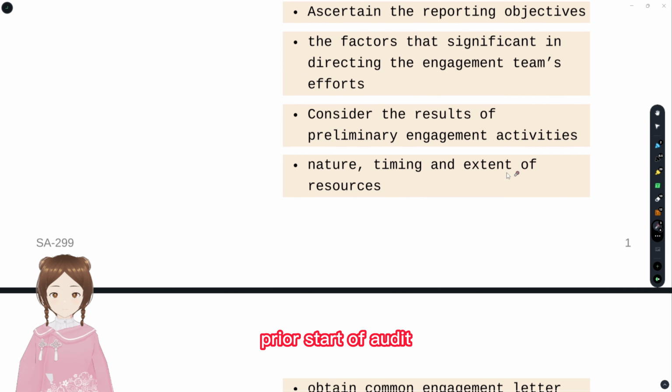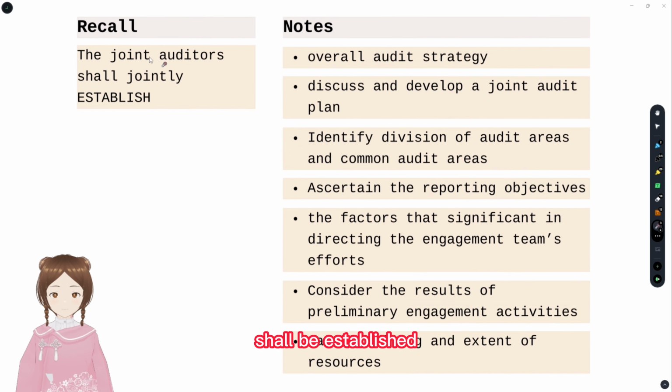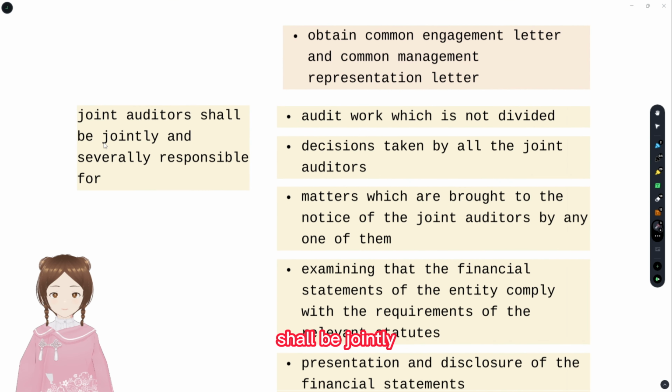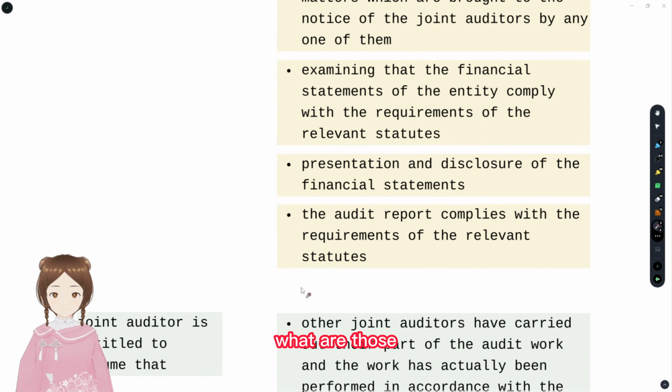of audit. And common engagement letter, that was on common management representation letters. This was during the course of the audit that we take management representation letter or written representations from management. And this engagement letter is an agreement to do the audit. This is what shall be established jointly by the joint auditors, and joint auditors shall be jointly and severally responsible for. Here what they said, they have to identify individual responsibility and joint responsibility.